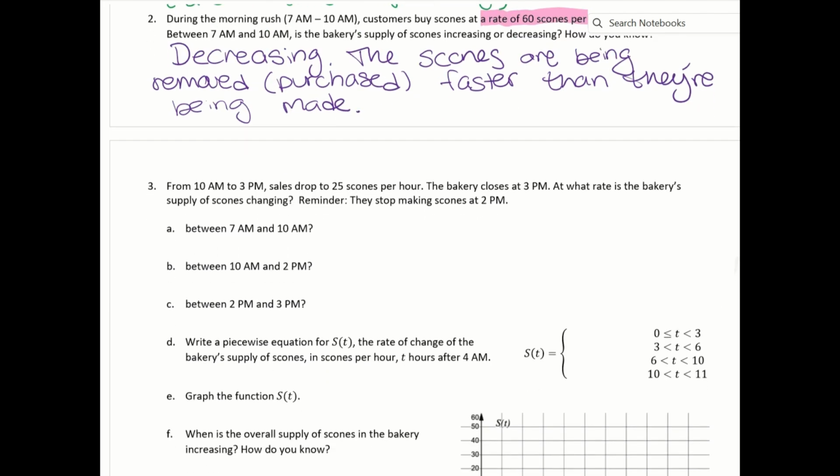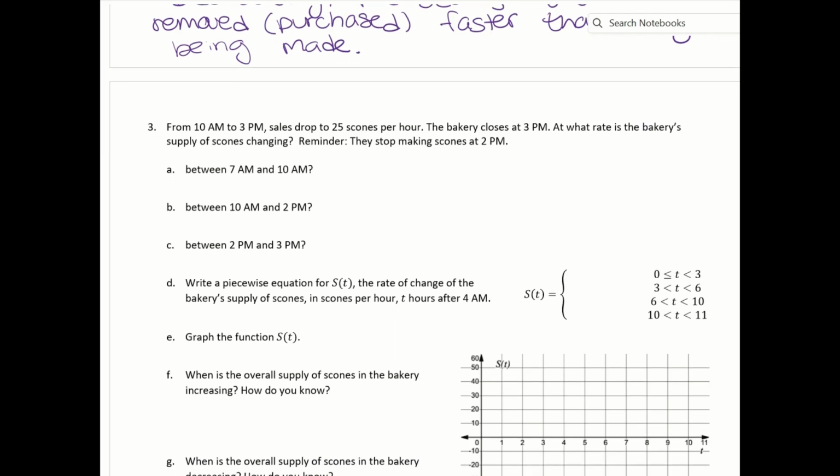So from 10 a.m. to 3 p.m., the rush is over and the sales drop to 25 scones per hour. We know the bakery closes at 3 p.m. So at what rate is the bakery's supply of scones changing? So reminder, they stop making scones at 2 p.m. So for the last hour, they're not making scones anymore.